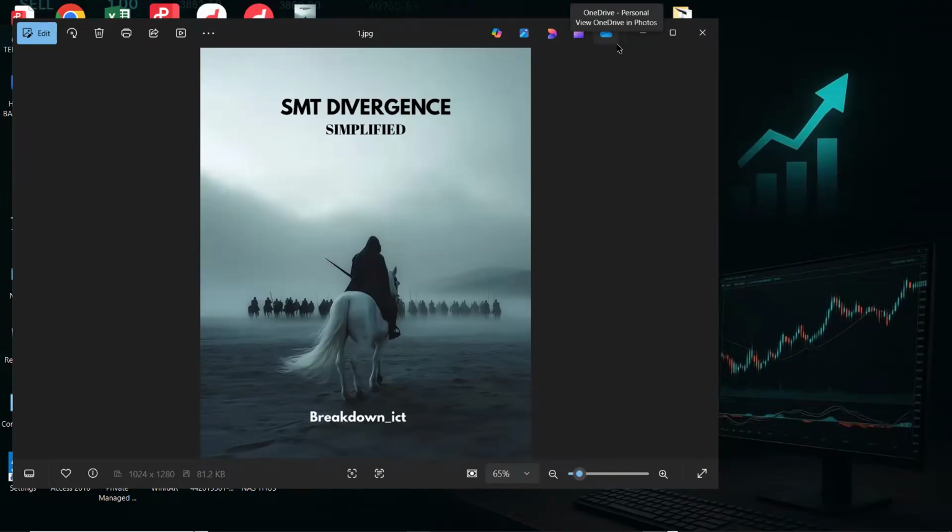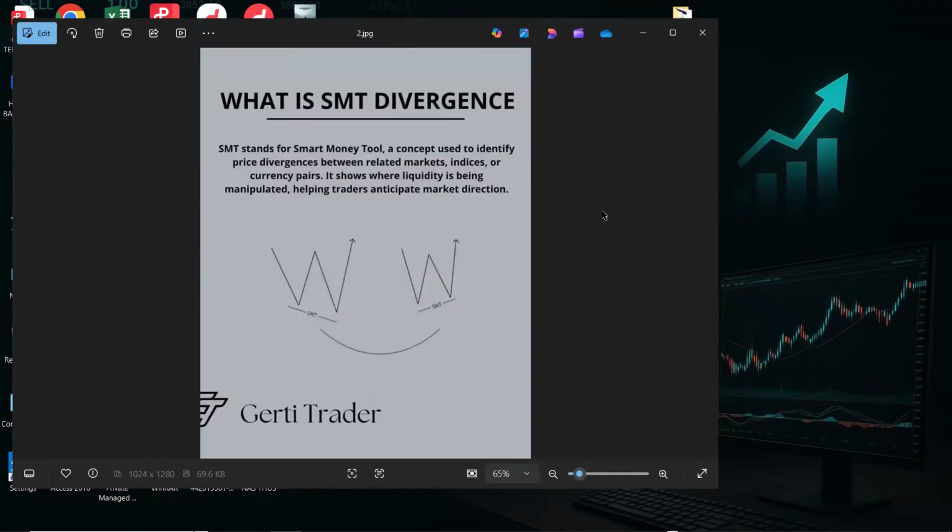So today we're just going to quickly go through SMT divergence, what it is, and I'm going to show you a quick trade which I took today during New York session. So what is SMT divergence? SMT simply stands for Smart Money Tool, a concept which is used to identify price divergences between related markets, indices, or currency pairs. It shows where liquidity is being manipulated, helping you as a trader to anticipate a market direction.